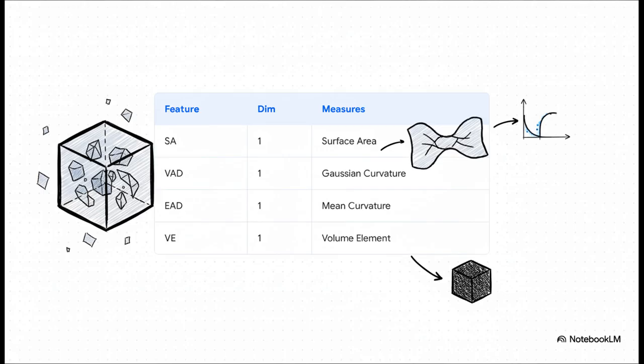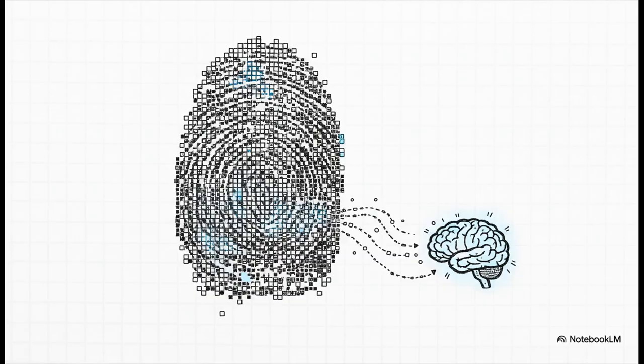We can measure its curvature, telling the computer if it's a sharp corner or a nice, smooth curve. We can even calculate its volume. So suddenly, it's not just a dumb block anymore. Each voxel is a tiny, detailed report on the geometry it holds. And that's the real game changer here.